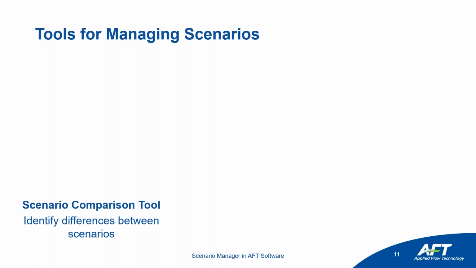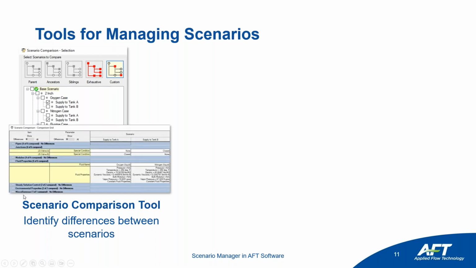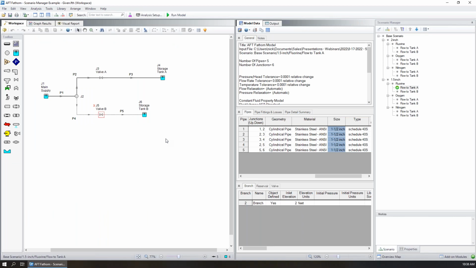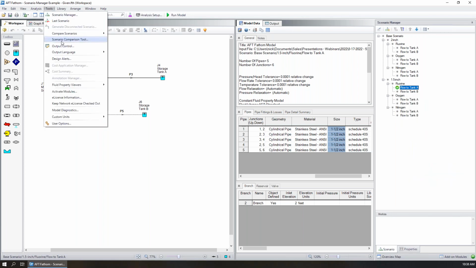The first tool that we'll look at is the Scenario Comparison tool, where we can identify differences between our scenarios. This is what the interface will look like, where we can select different scenarios to compare. And then it'll give us a report of what's changed between those 2 cases. So in the software, you can access this 2 ways. You can either right-click on the scenario tree, you can go to the Scenario Comparison tool, or if you go to the Tools menu at the top, you can also use the Scenario Comparison tool.